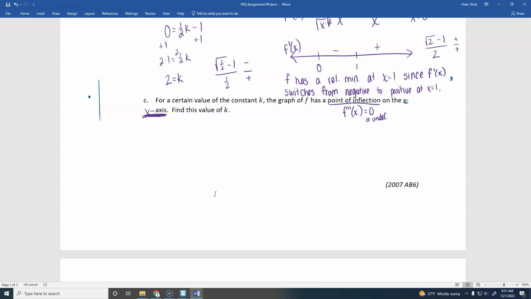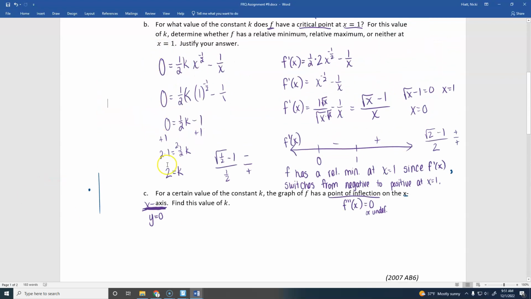Not x equals 0. y equals 0. So we've got two pieces of information here from this. Also, be careful in this. They are not telling you to use what you found in B. k is not 2. You cannot plug in 2 for your k. This is a separate situation, right?